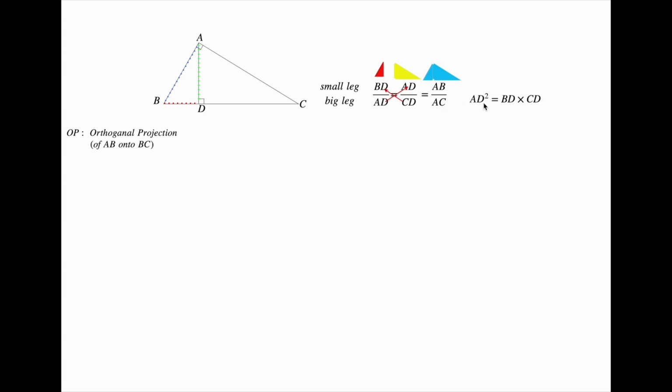We end up with AD squared is equal to BD times CD. AD squared, that's the altitude squared, is equal to BD, which is the small orthogonal projection, or the orthogonal projection of AB onto BC, times CD, which is the large orthogonal projection, or the orthogonal projection of the larger leg onto the hypotenuse. BD would be the orthogonal projection of the small leg, and CD would be the orthogonal projection of the big leg. Our rule becomes the altitude squared is equal to the orthogonal projection of the small leg times the orthogonal projection of the big leg.